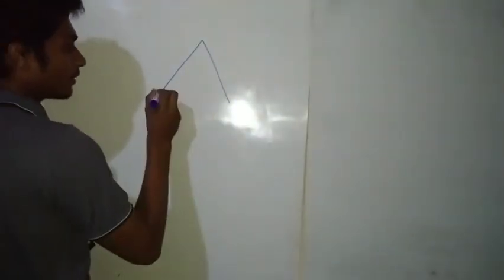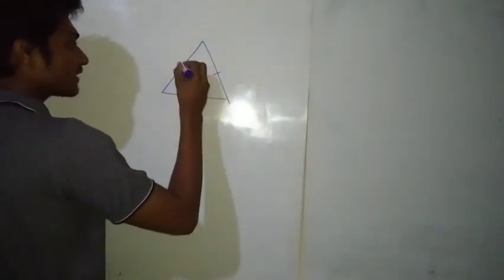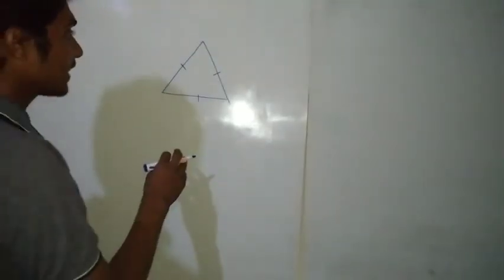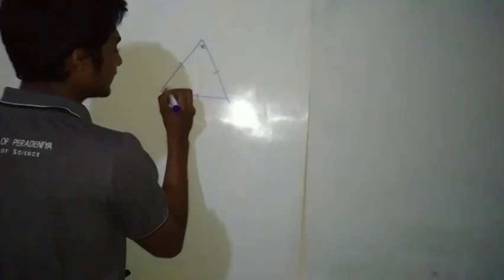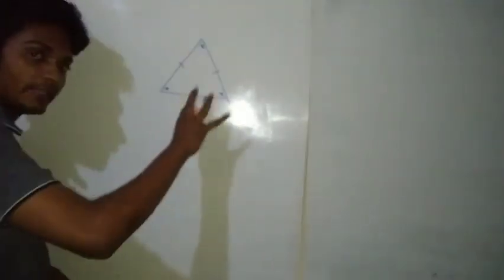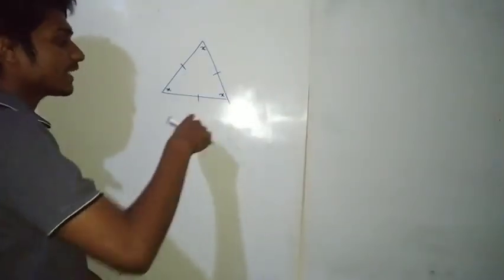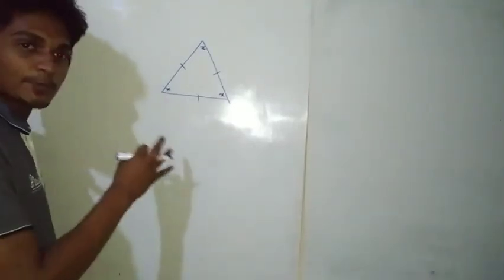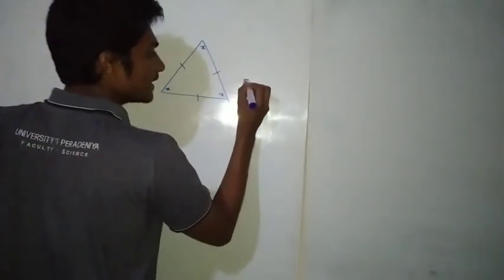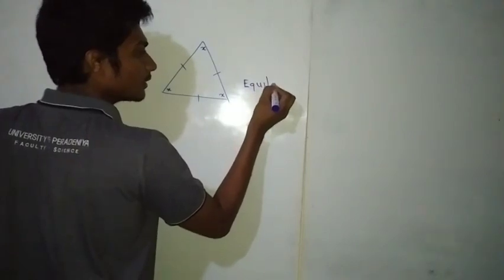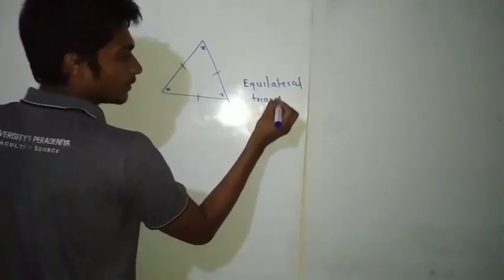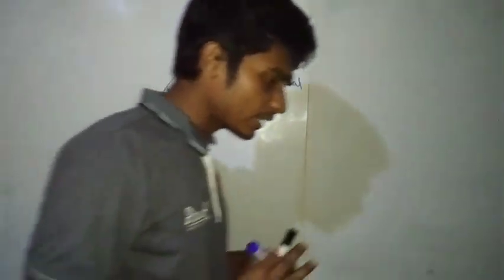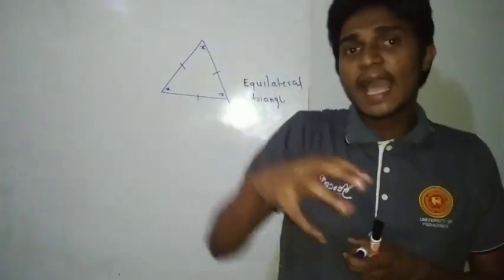For example, if you have a triangle, and all three sides are equal, remember that all the angles, if this is x, this is also x, all the angles are going to be equal, right? If all three sides are equal, this triangle has a special name, the name is given as equilateral triangle, right?